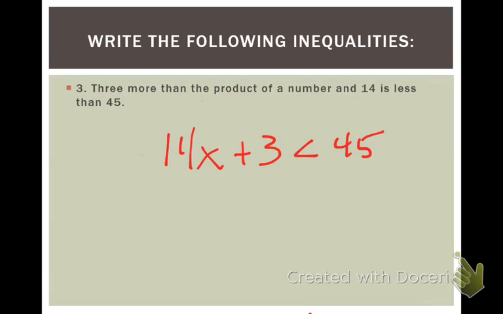And then the product of a number and 14, we typically write like this, right? I mean, you can put parentheses around the 14, but generally speaking, we don't. Is less than 45. Any major issues, questions there?